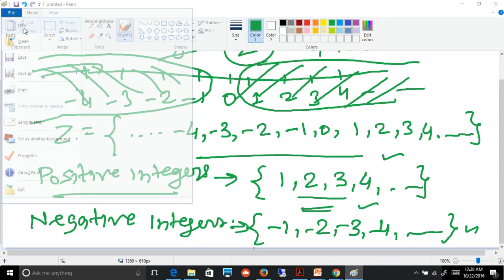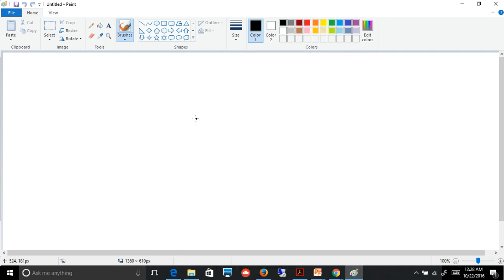Now I'm moving to the next number, which is called absolute number. What is this absolute? They are also asking about absolute.